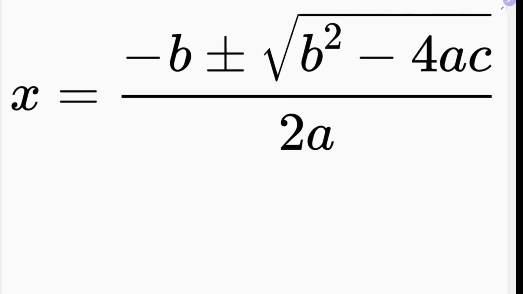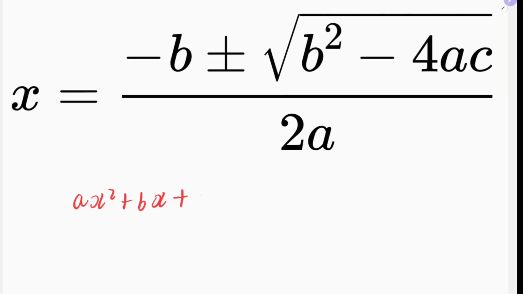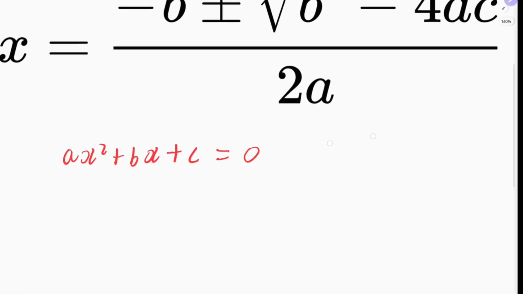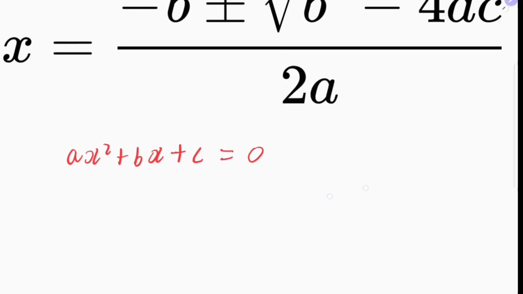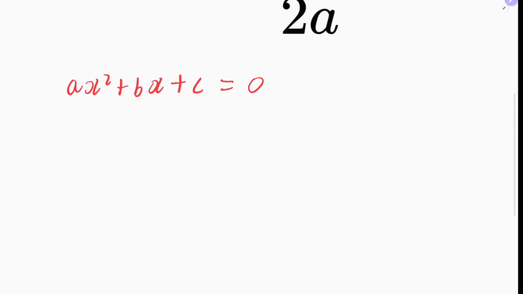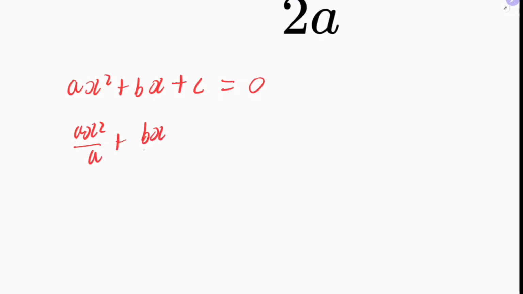Normally in the equation they always tell us that ax squared plus bx plus c is equal to 0. I'm going to start by dividing both sides by a. If I divide both sides by a, I'll have ax squared divided by a plus bx divided by a plus c divided by a is equal to 0.